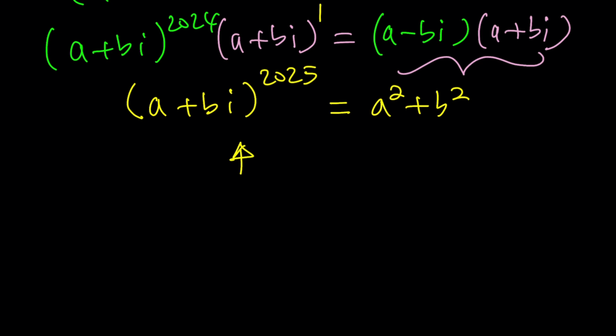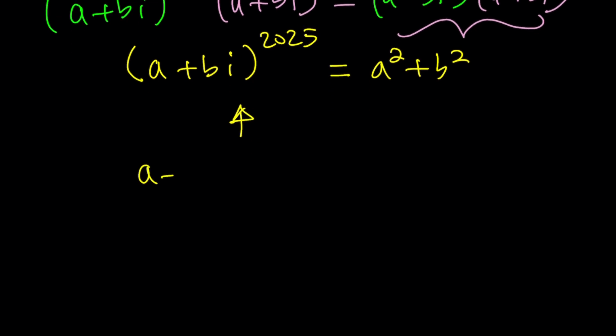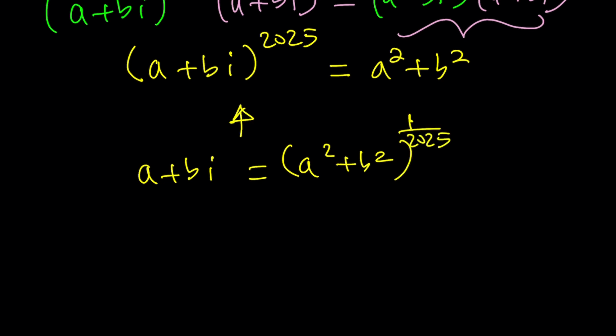Well, yes and no. If you take the 2025th root on both sides, you're going to get something that looks like this, where we're raising it to the power of 1 over 2025. The problem is a complex number has 2025th roots. Wow, there are so many. And we don't even know what a squared plus b squared is. If we can find out what it is, then we can talk about solutions, right? But one thing we know is that we're going to be looking at the roots of a real number, which is kind of easy to find.